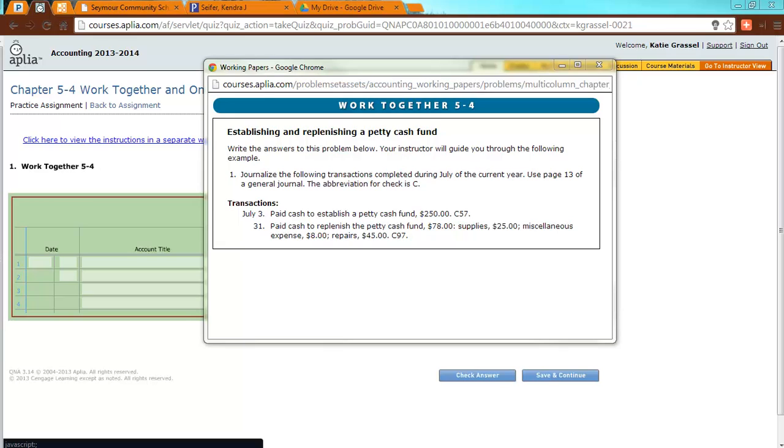So what happens is, throughout the month, the business will have employees go purchase things. Then the employee will bring the change back into the petty cash area, and then they will give the receipt. And then from the receipt, we decide what it is. Is it supplies? Is it miscellaneous expense? Is it advertising?